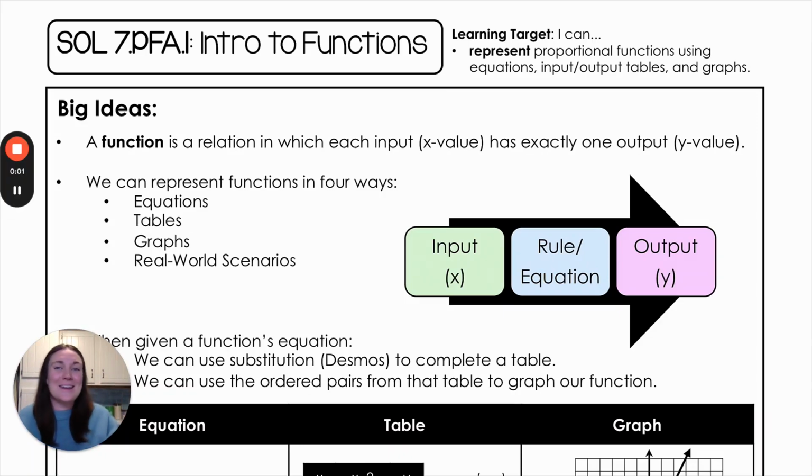Everyone! Today we are doing an introduction to functions. The next two videos are all going to be about the different ways to represent a function, but this video is just to introduce what a function is and what it looks like.